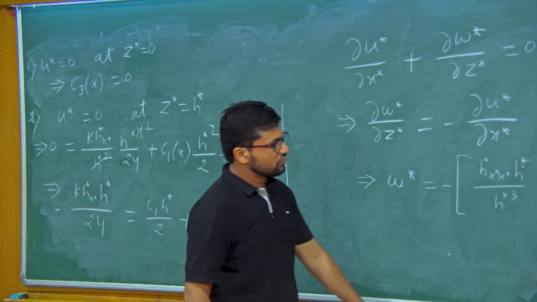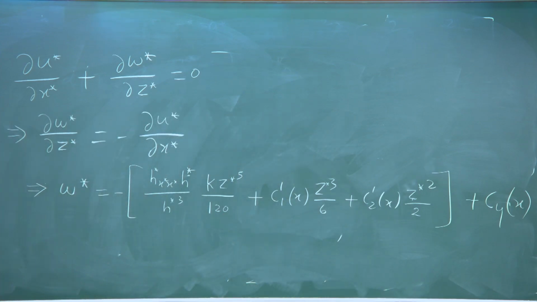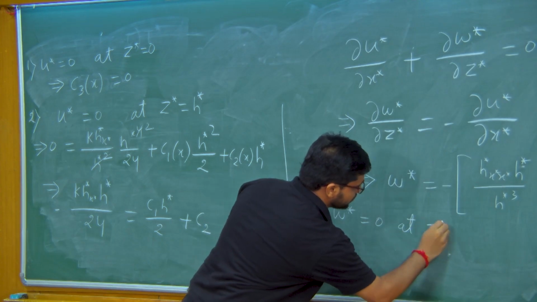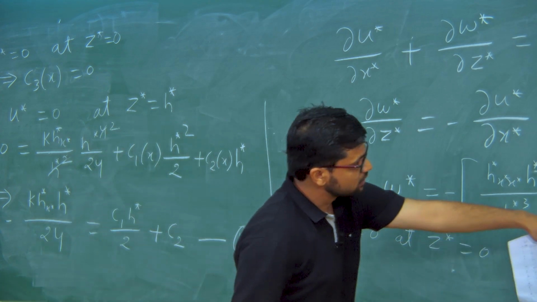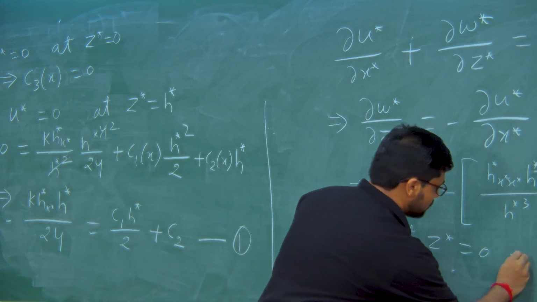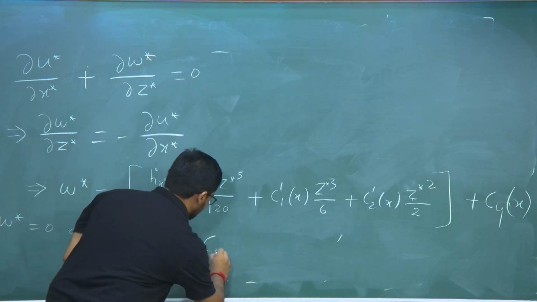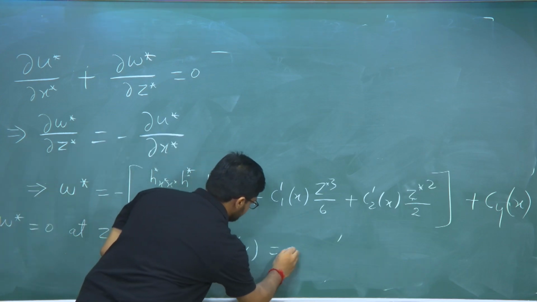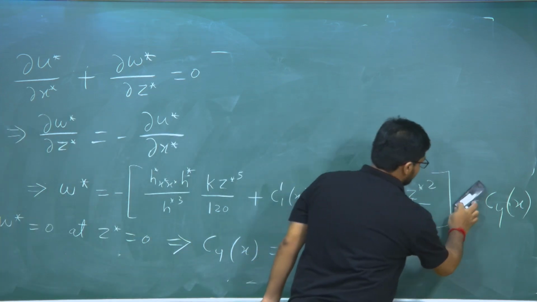So, to calculate C4 we can use directly the no penetration condition at iris surface, which is W star is 0 at z star equal to 0, and if you put z star equal to 0 in this, you will get C4 equal to 0. So, using no penetration at the iris surface, or at the bottom surface, you will get C4 of x equal to 0. Okay. So, now this term is simply not there because C4 is 0.